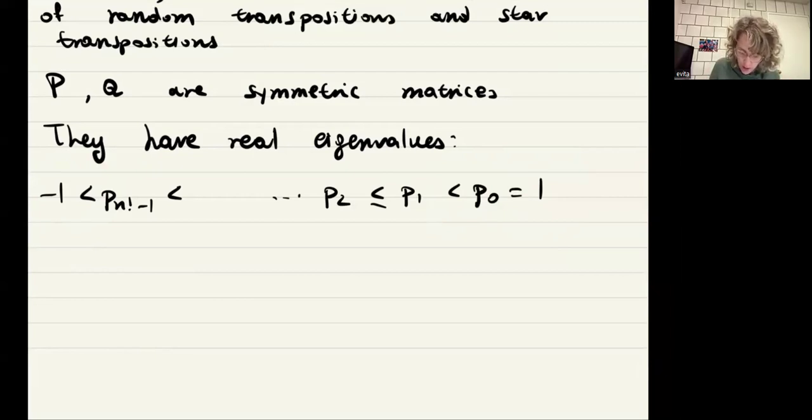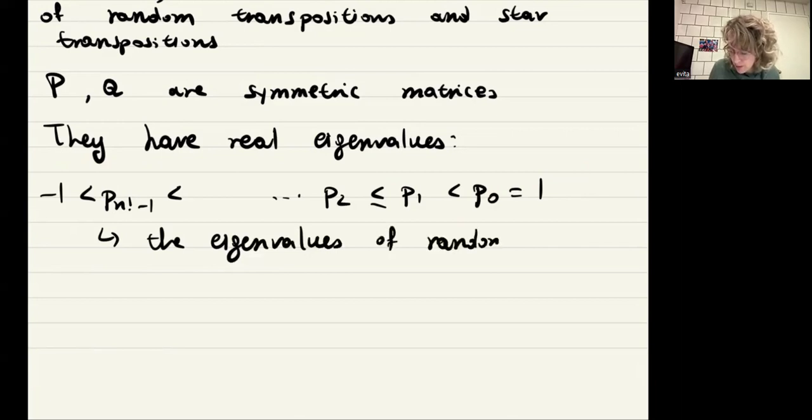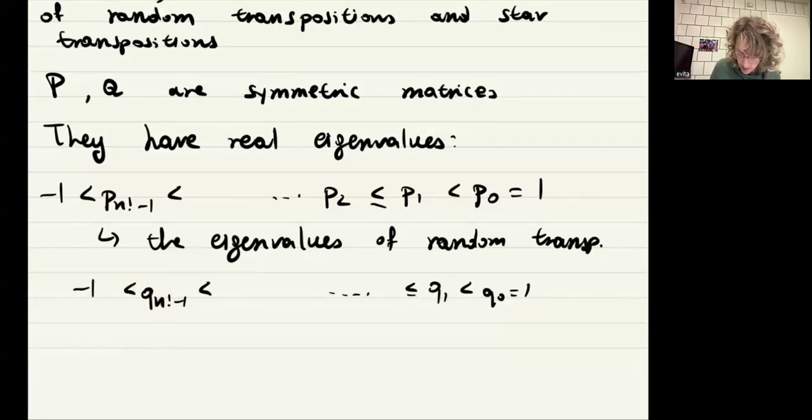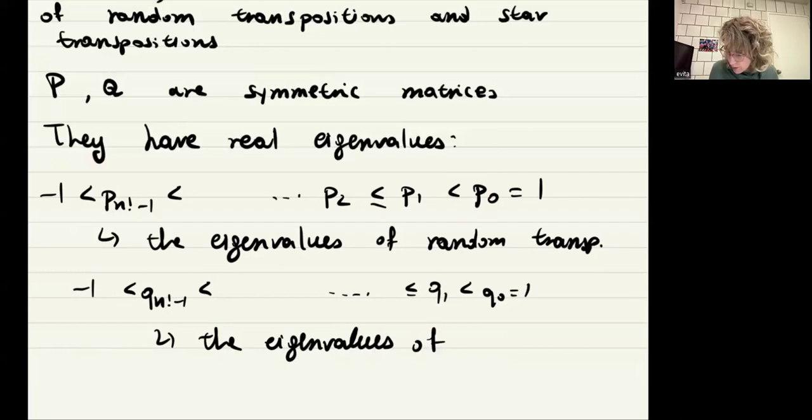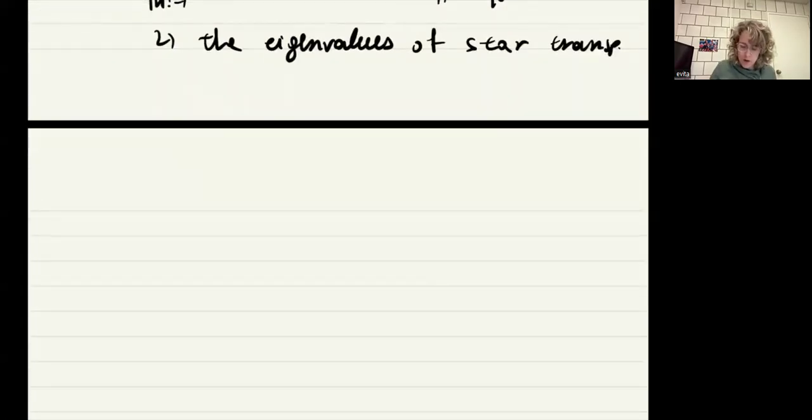So these are, let's say, the eigenvalues. Just for the notation, these are the eigenvalues of random transpositions. And let's say for notation again, Q0, Q1. The Q1s are the eigenvalues of star transpositions. Okay, so that's the notation. We will also mention the eigenfunctions in a moment, but we will not use them here much.